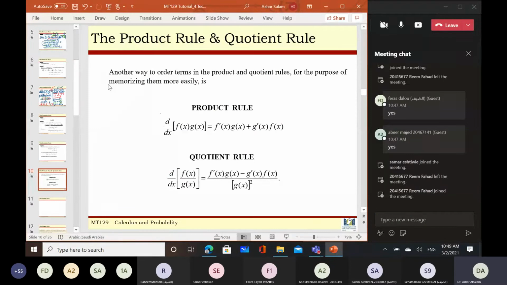How to memorize: it's easier to memorize it like that. F dash multiplied by G plus G dash multiplied by F. مشتقة الأولى في الثانية زائد الأولى في مشتقة الثانية. And the quotient works the same way. Take the same multiplication operation but with a different sign, then divide by G squared. Okay.